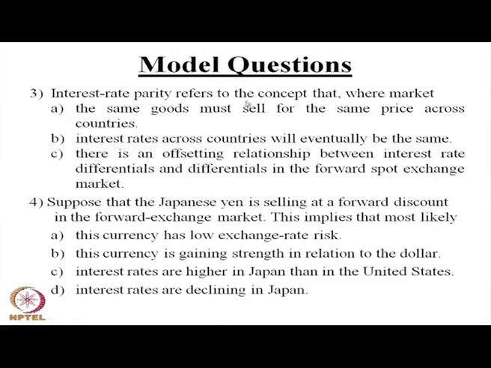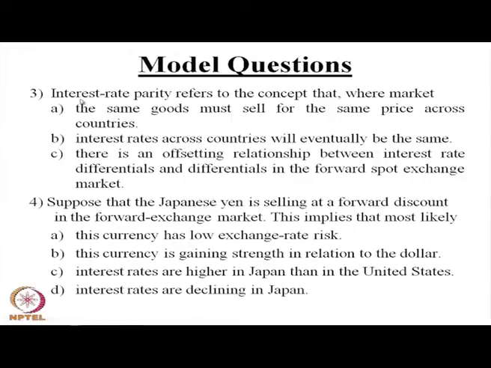Interest rate parity refers to the concept that, what does interest rate parity refer to? A, the concept that the same good must sell for the same price across countries. B, interest rates across countries will eventually be the same. And C, there is an offsetting relationship between the interest rate differential and the differential in the forward and spot market rate.